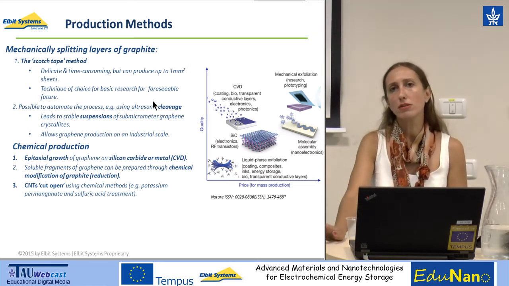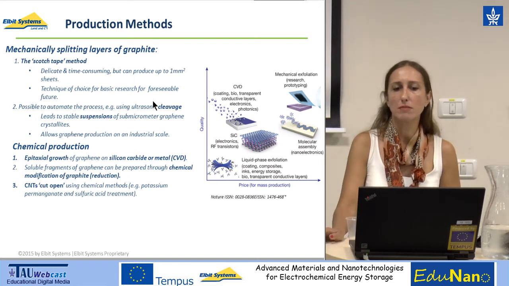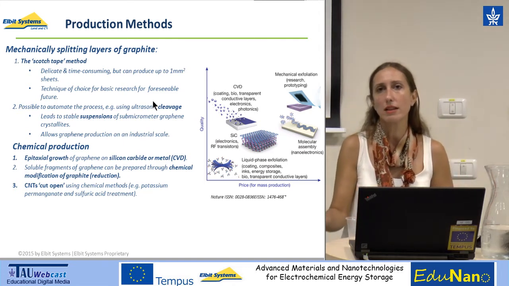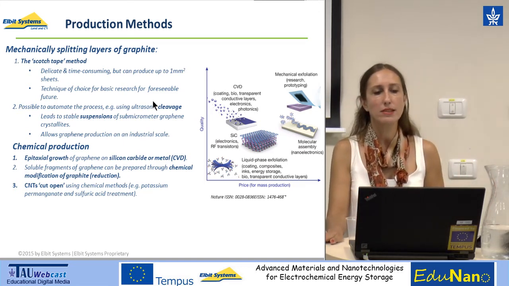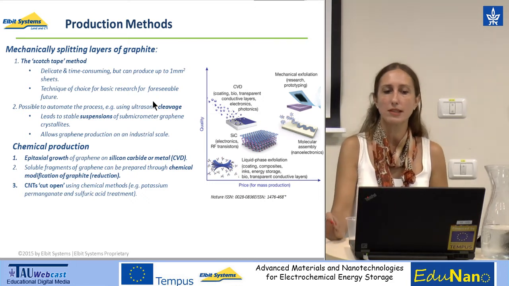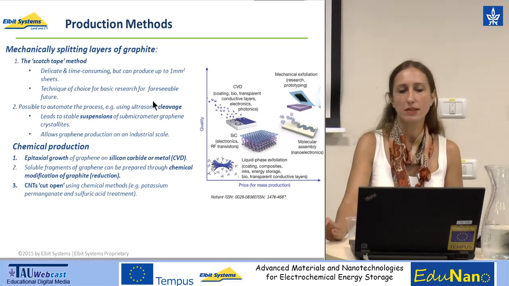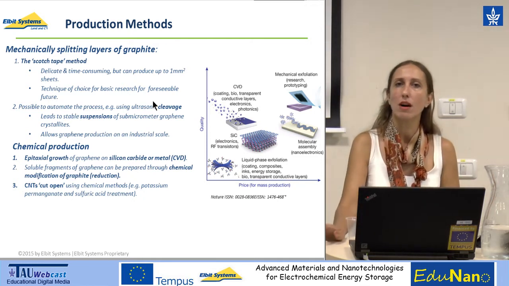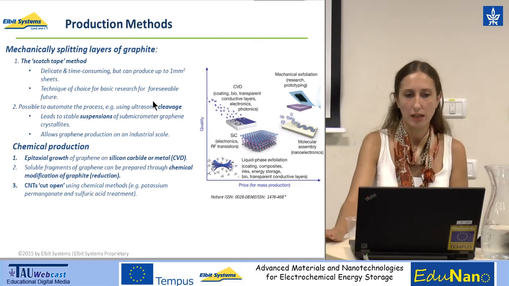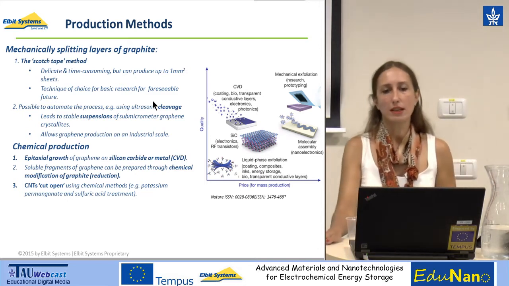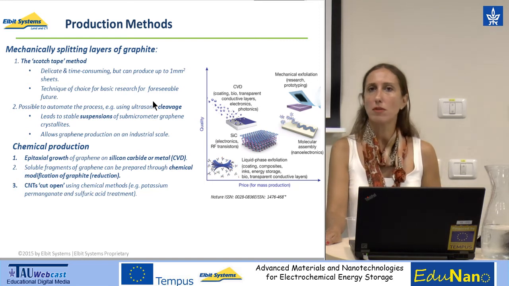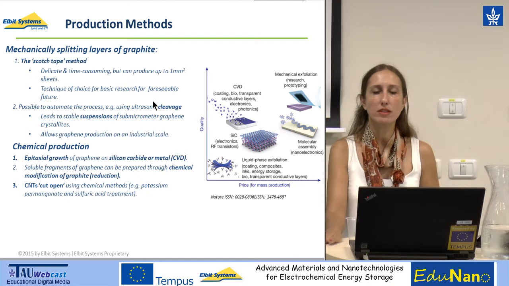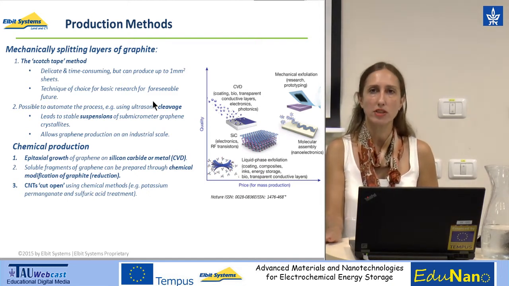It is possible to automate this process by using, for example, ultrasonic cleavage. Actually, the ultrasonic cleavage is the one that splits the graphite layers and leads to stable suspensions of sub-micrometer graphene crystallites. This method can allow the production of graphene on an upscaled industrial scale. Another method that is being used today most commonly in the industry is the chemical production. The chemical production focuses on three main fabrication techniques.